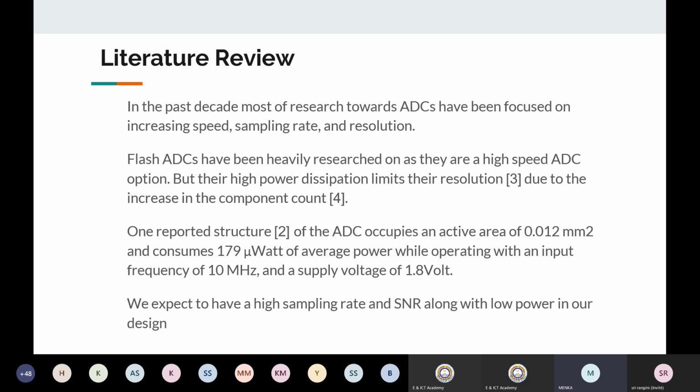So why has this literature been given? This has been given so that we can find out what parameters we need to concentrate on. Either one or more of these parameters we just need to reduce so that our paper can be published. So the area was 0.012 silicon area, and it was consuming 179 microwatts of average power while operating at an input frequency of 10 megahertz, and the supply voltage was 1.8 volts.